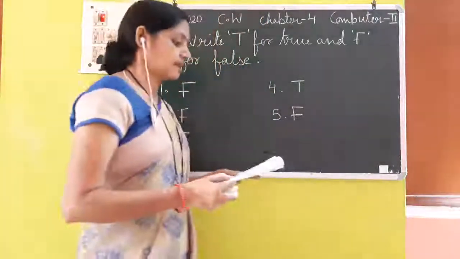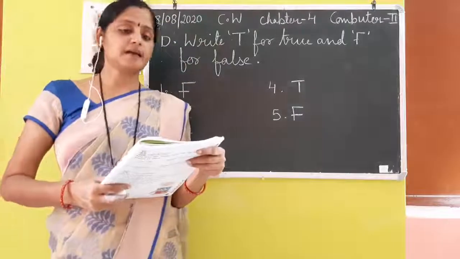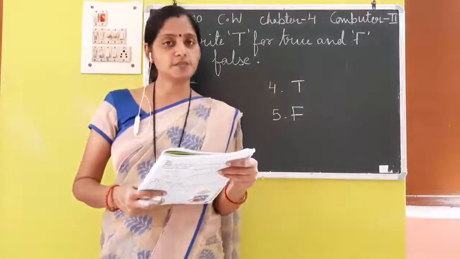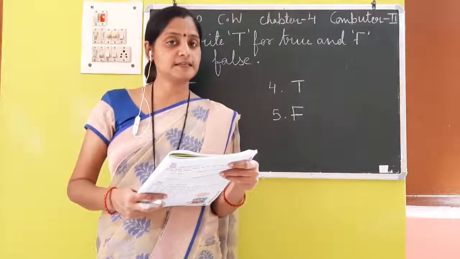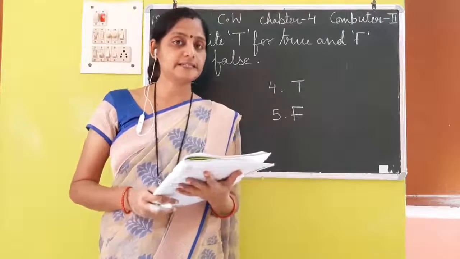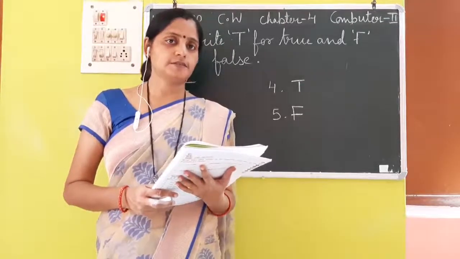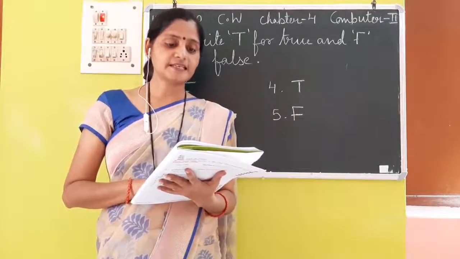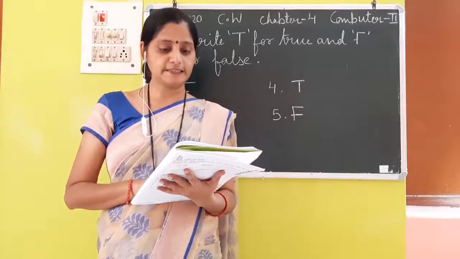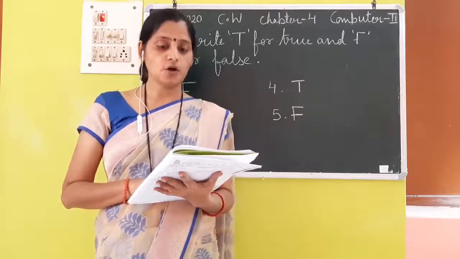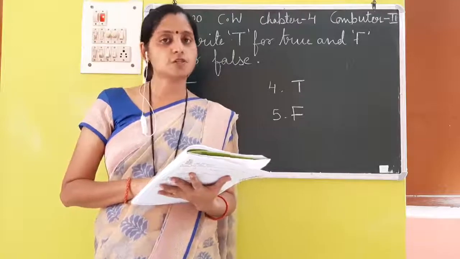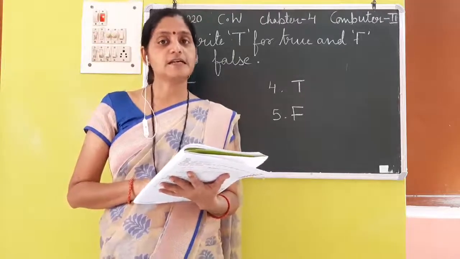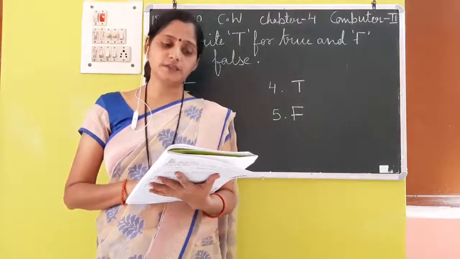So children, first one: there are 10 alphabet keys on the keyboard. Is it true? No. How many alphabets are there? 26. So this is false. The enter key is the longest key on the keyboard. This is also false. As we know children, the space bar is the longest key on the keyboard.